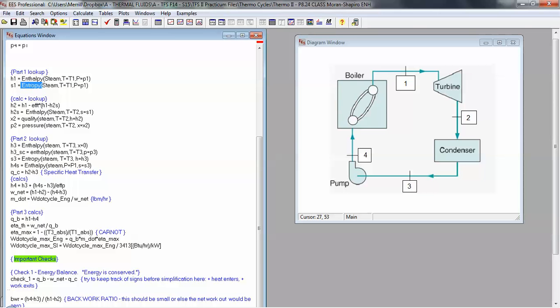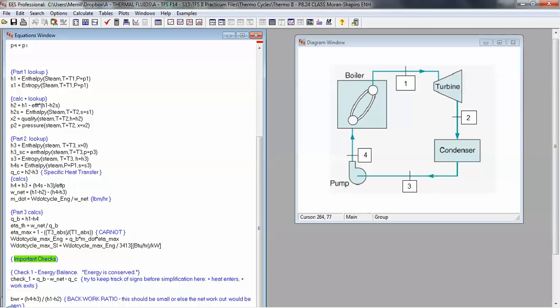Stepping around the cycle to 2, we can use the efficiency equation that we used in the setup. H2 can be found this way. H2S can be found assuming S equals S1, which we calculated above it. X2 is the quality, which is a function of T2 and H2. P2 we can calculate as a function of T2 and X2.